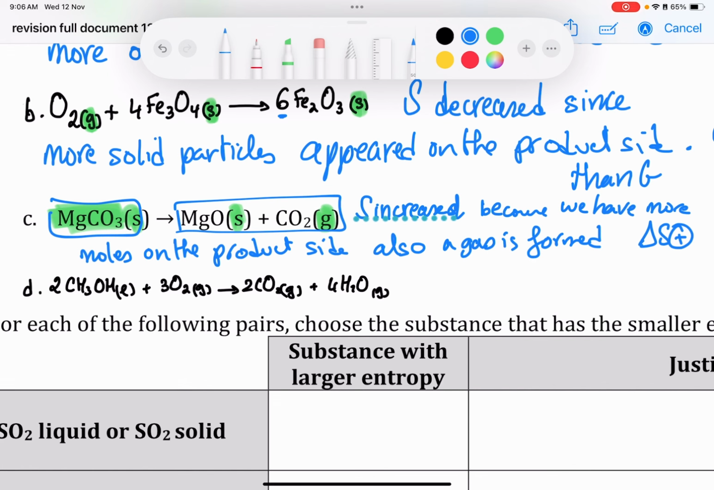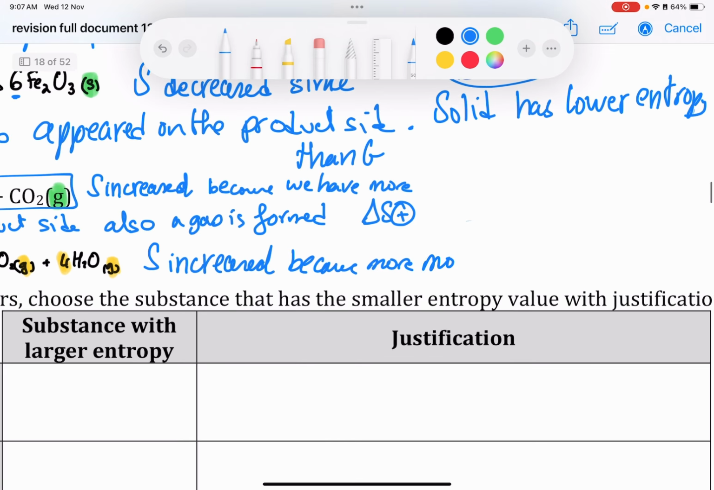I have 2 molecules of liquid and 3 molecules of gas. Now, what happened? Now I have 2 molecules of gas and 4 molecules of gas. So I had 5, and now there's 6. So S increased because more particles, more moles of gas are on the product side.